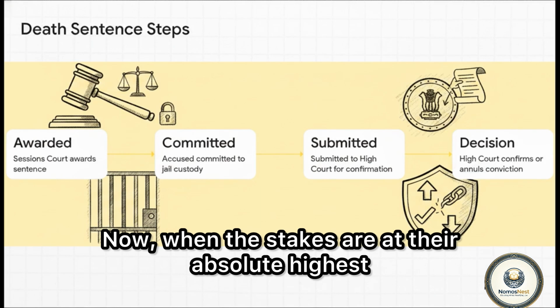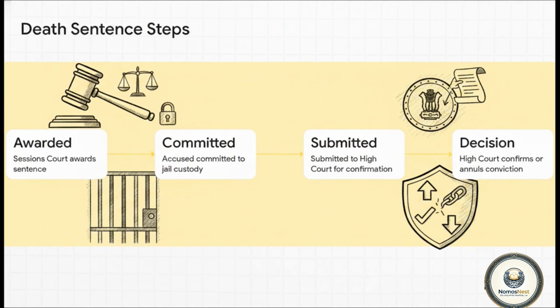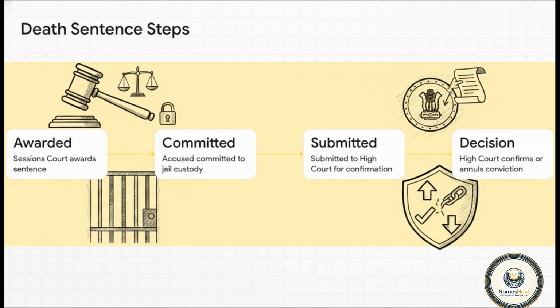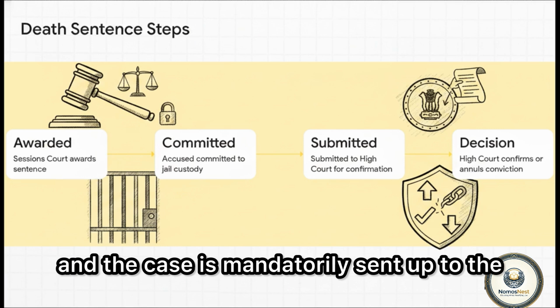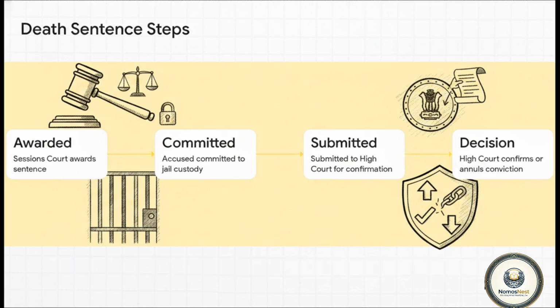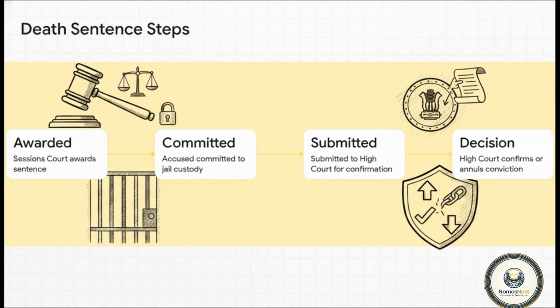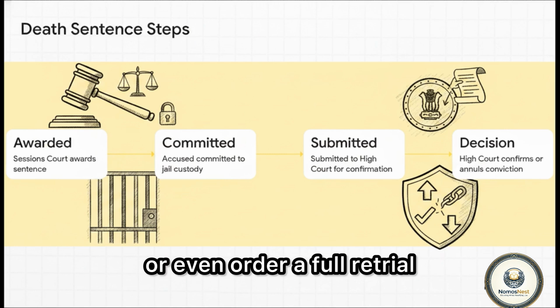Now, when the stakes are at their absolute highest, meaning a death sentence, the procedure is intensely scrutinized. According to Section 407, if a sessions court awards a death sentence, it cannot be carried out immediately. No way. The accused is committed to jail, and the case is mandatorily sent up to the High Court for confirmation. Under Section 409, the High Court acts as a vital safety net here. They can confirm the sentence, annul the conviction entirely, or even order a full retrial.